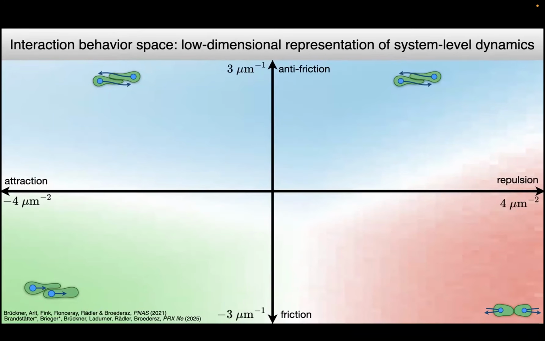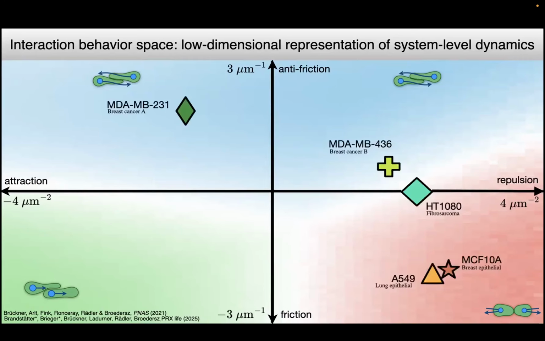If you're in the upper half plane, the dominant collision behavior is going to be sliding behavior. If you're in the lower right quadrant, the dominant behavior is going to be reversals. And here are the 5 different cell types scattered over this plane.